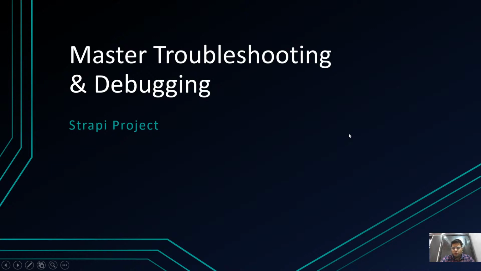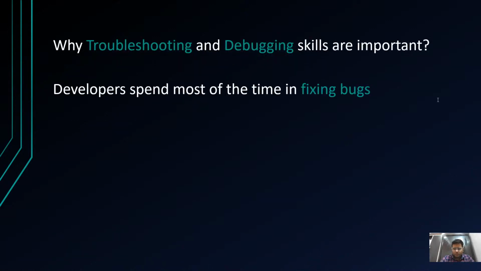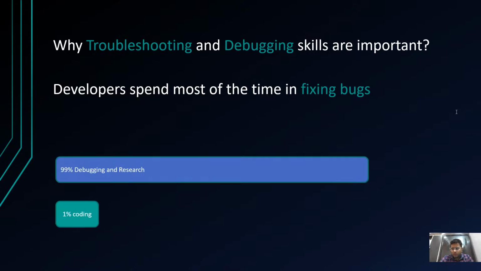But why are troubleshooting and debugging skills important? Because developers spend most of their time fixing bugs. About 99% of the time, a developer is either debugging or researching, and only 1% of the time is the developer writing the actual code.